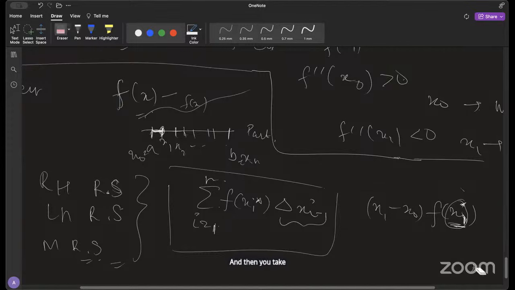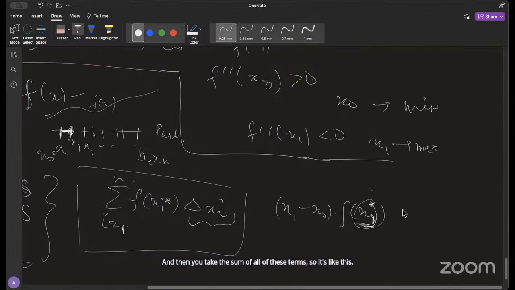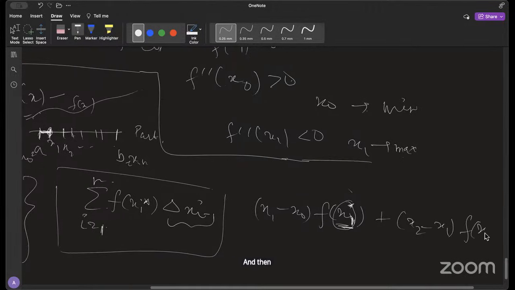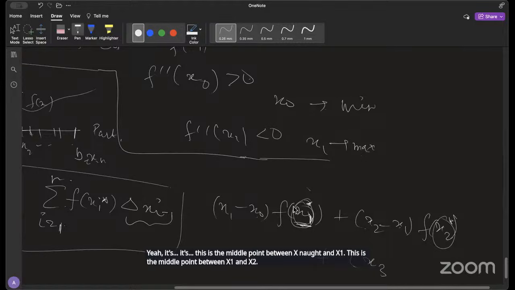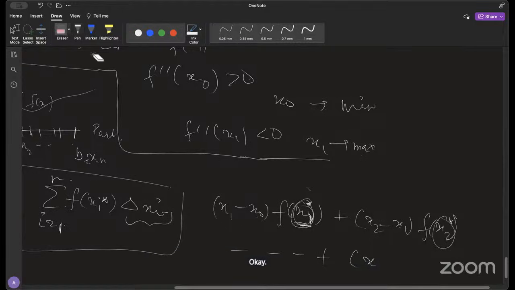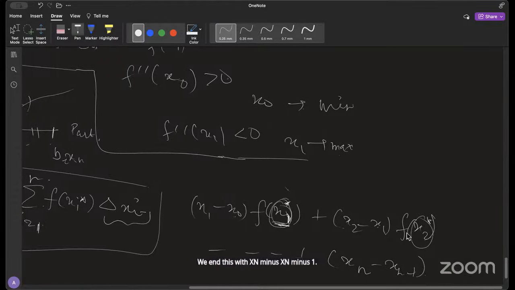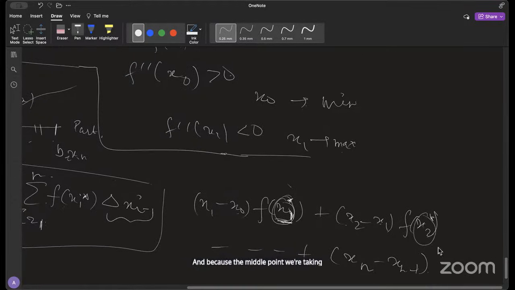And then you take the sum of all of these terms. So it's like this: x2 minus x1 times f(x2 star), and so on. x1 star is the middle point between x0 and x1. This is the middle point between x1 and x2. Okay. And then we end this with xn minus xn minus 1 times f(xn star).